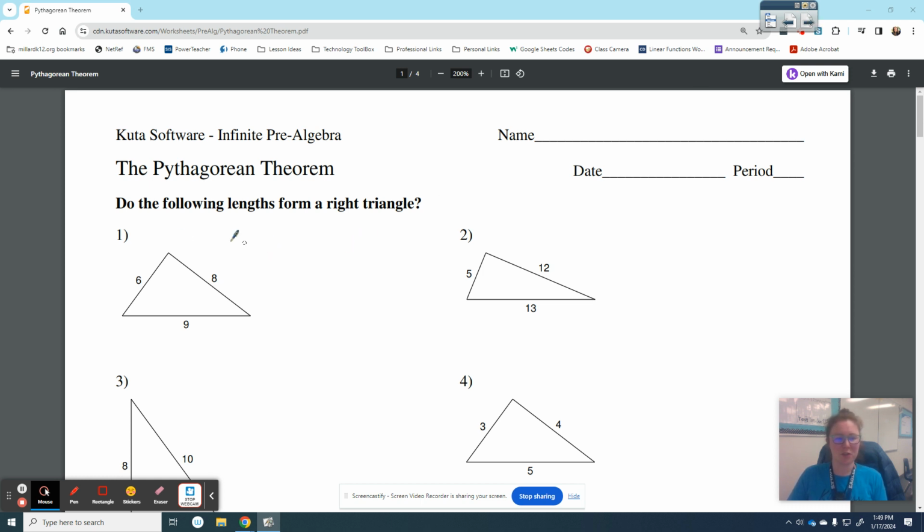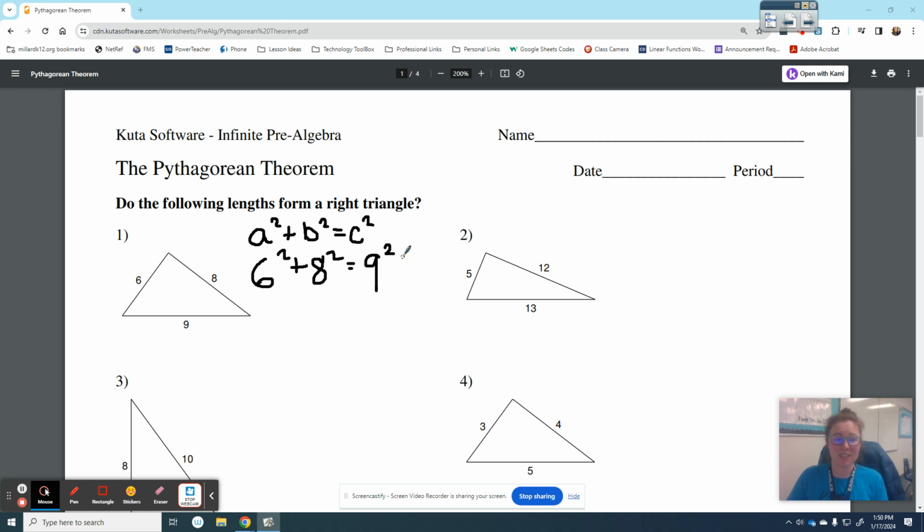So looking at this first one, 6, 8, and 9. Well, our Pythagorean theorem is a squared plus b squared equals c squared, where A and B are the legs, that means A and B are the shorter sides. So I'm going to put 6 squared plus 8 squared equals, and then C is the hypotenuse, which is the longest side. So that's going to be 9 squared.